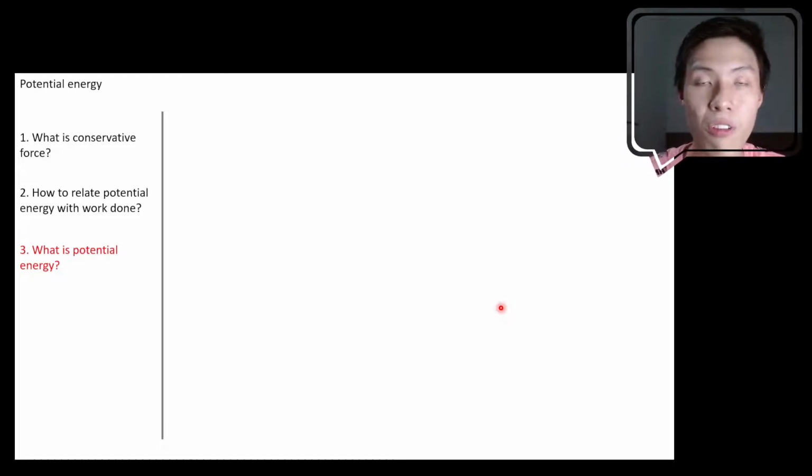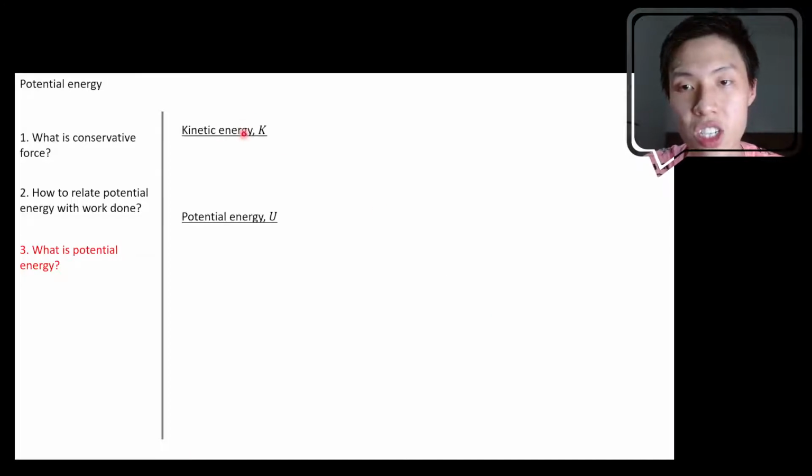Until now, we have formally introduced two different types of energy, which are the kinetic energy represented by the symbol K and potential energy represented by the symbol U. Now let's give these two energies a formal definition, and at the same time look at what parameters affect these two energies.